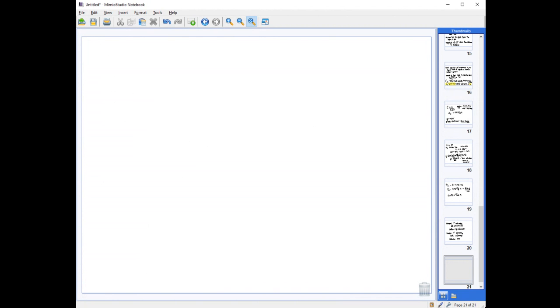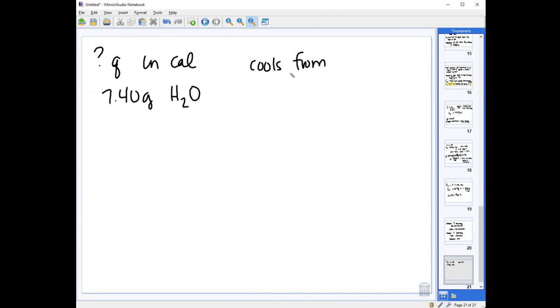I want to know Q in calories. So this time they don't want joules, they want calories. And I have 7.4 grams of water, and it cools from 49 degrees Celsius to 28 degrees Celsius. So remember, my formula is going to be Q equals mass times specific heat times delta T.